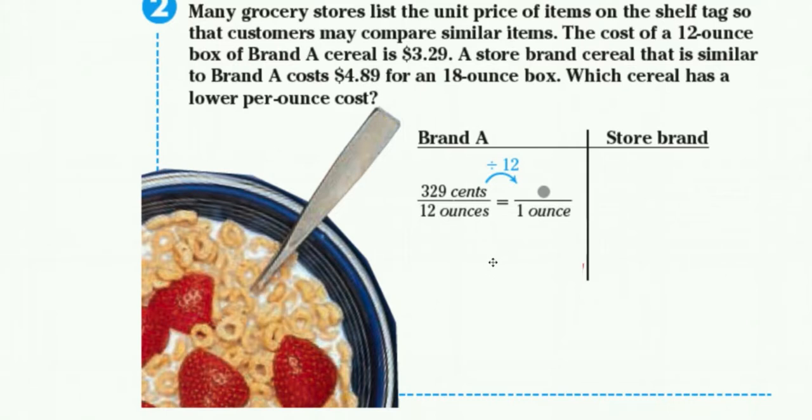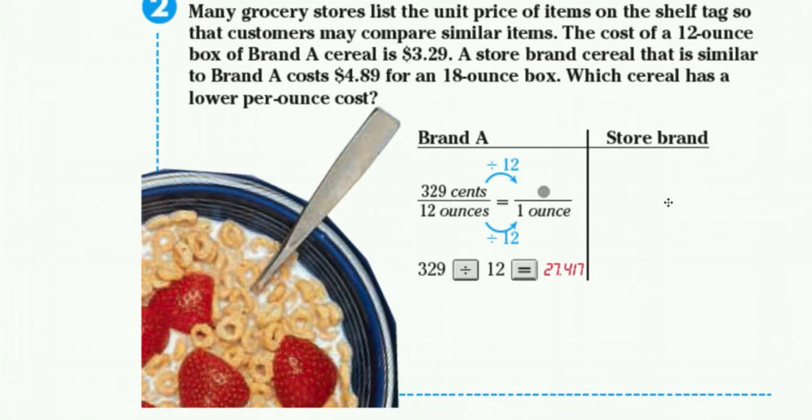So we divide 329 cents by 12. Using a calculator, 329 divided by 12 will give you 27.417. So brand A would cost 27.42 cents per ounce. Let's look at brand B, or the store brand.